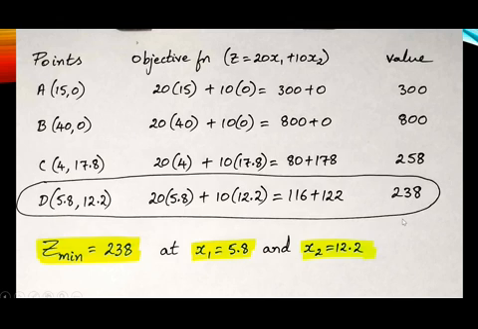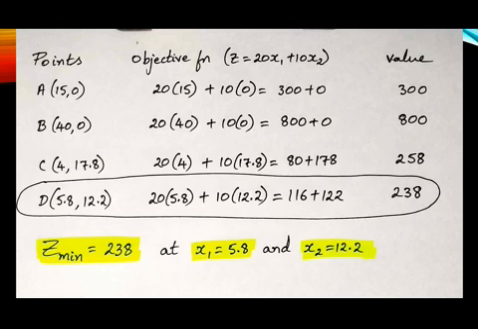Now the difference between maximization and minimization is observed. There I was highlighting the one with the highest value, but here it is a minimization case. The one with the minimum value, 238, is highlighted. So that will be your Z min value. Z min is equal to 238 at x1 is equal to 5.8 and x2 is equal to 12.2.